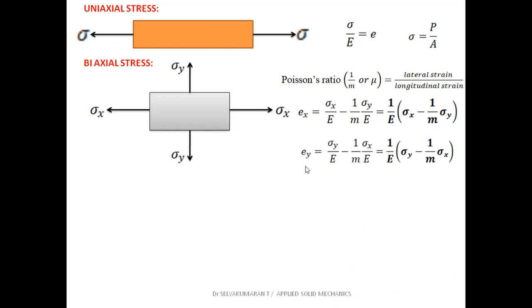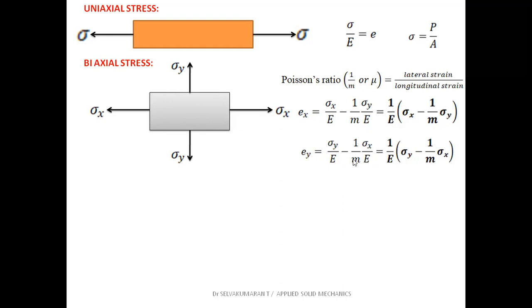Now when you write for Ey, the strain equation in y direction, sigma y by E becomes the longitudinal strain. You are writing the expression for strain in y direction. With respect to this, when you apply the stress in x direction, this becomes the lateral one, where it is getting reduced or decreased. So minus 1 by m into the longitudinal strain gives you the lateral strain.